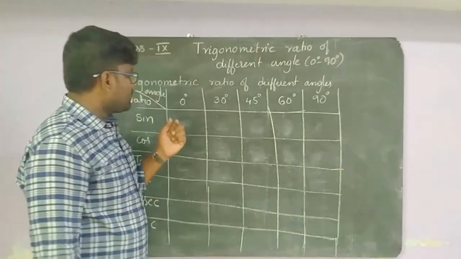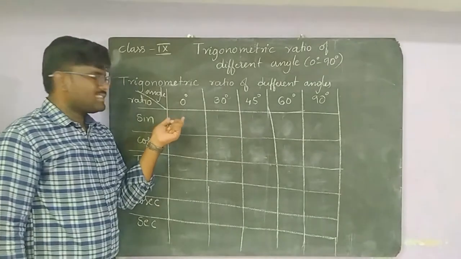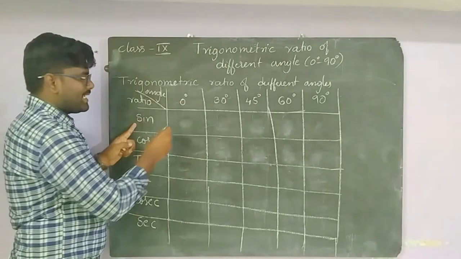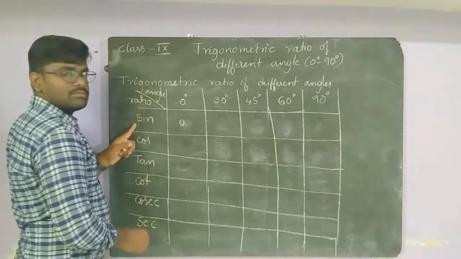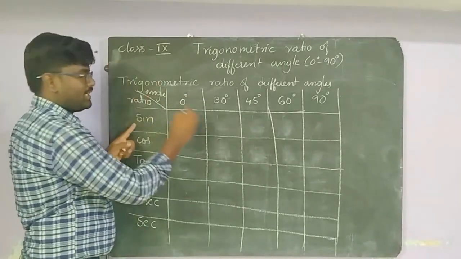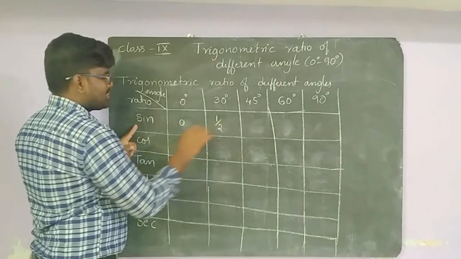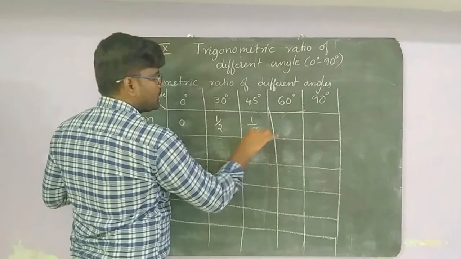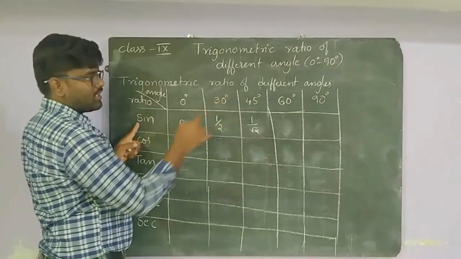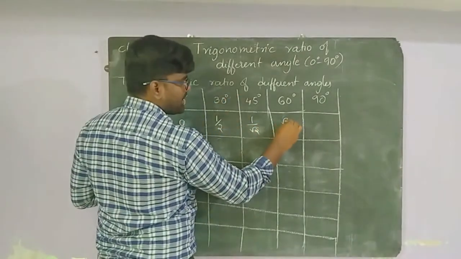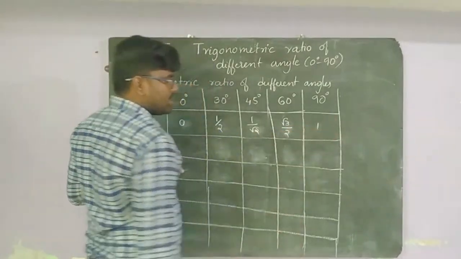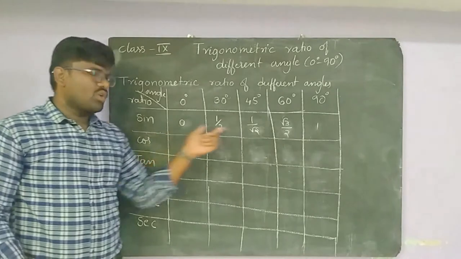What we learned before, we can write in tabular form. Sin 0 is 0. Sin 30 is 1 by 2. Sin 45 is 1 by root 2. Sin 60 is root 3 by 2. Sin 90 value is 1. We can just remember this row.